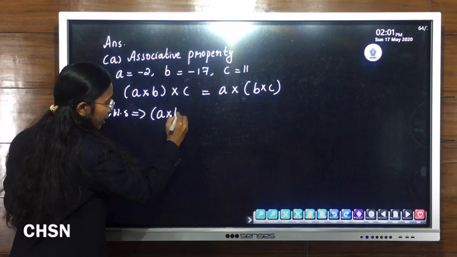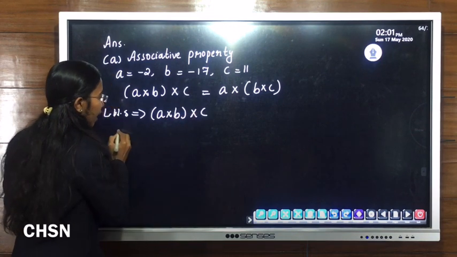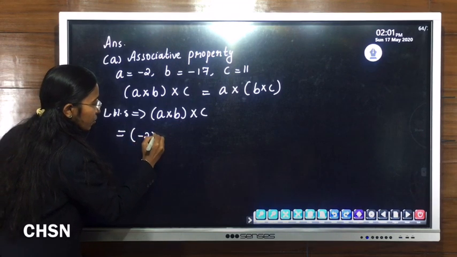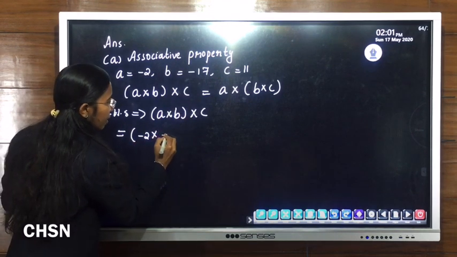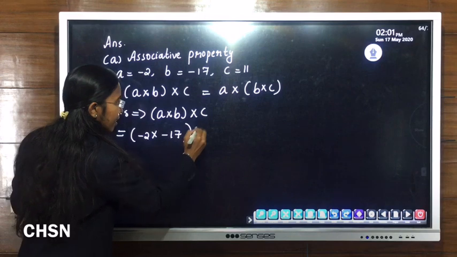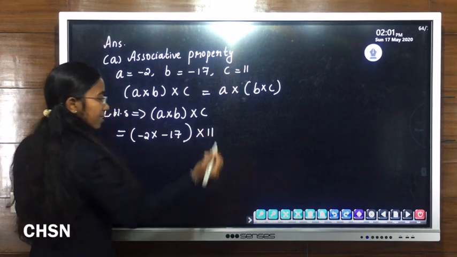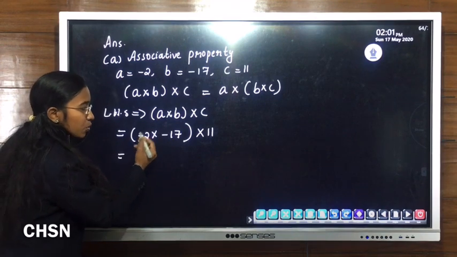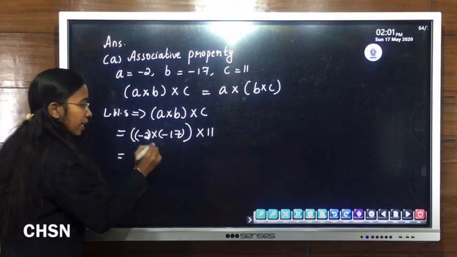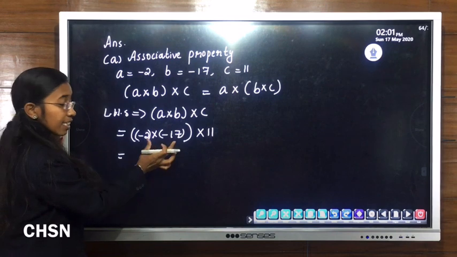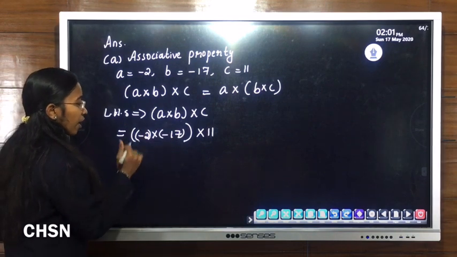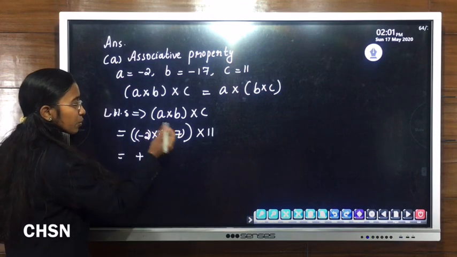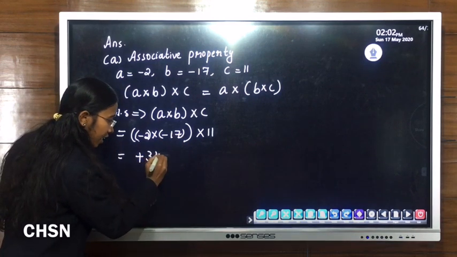A into B into C, and substitute the values. A is equal to minus 2 into, B is minus 17 into, C is 11. So first we are multiplying minus 2 into minus 17. Both are negative. This is like integers, so our sign is always positive. So plus 2 into 17 is 34.